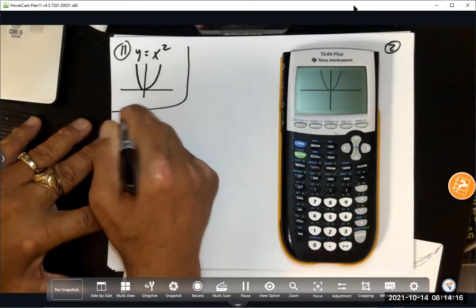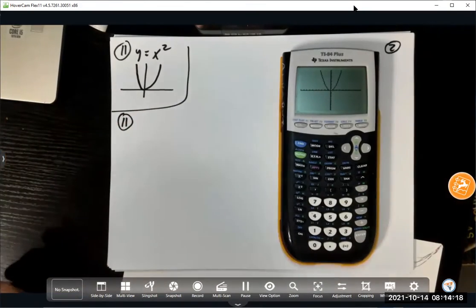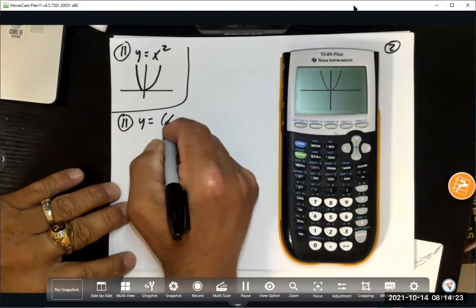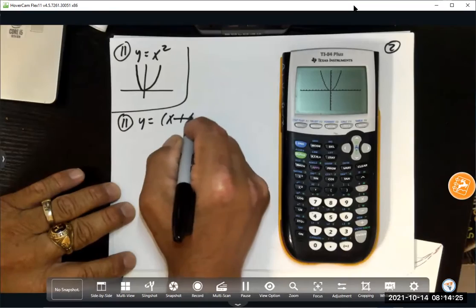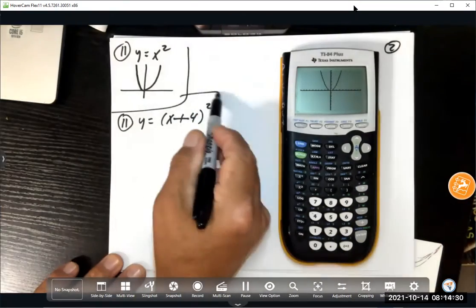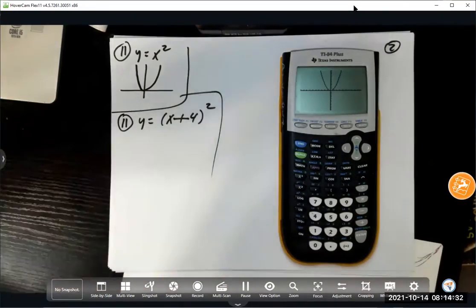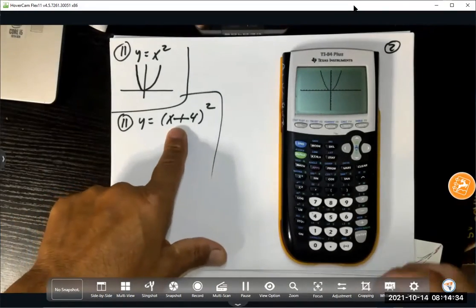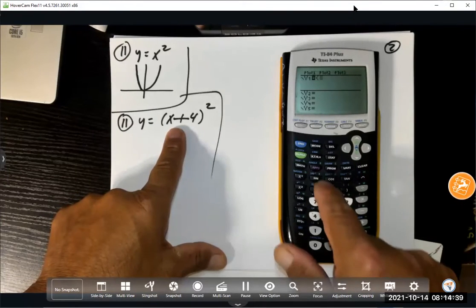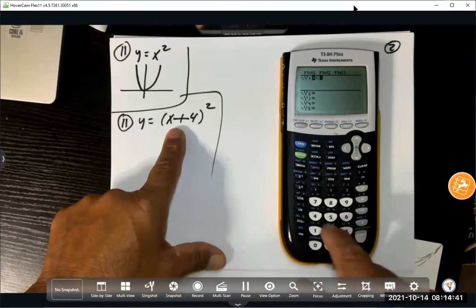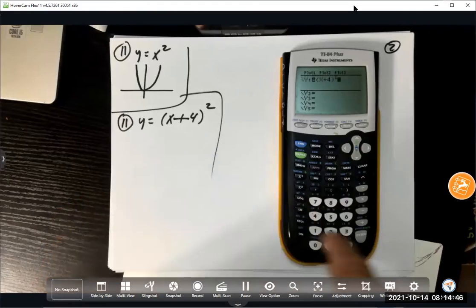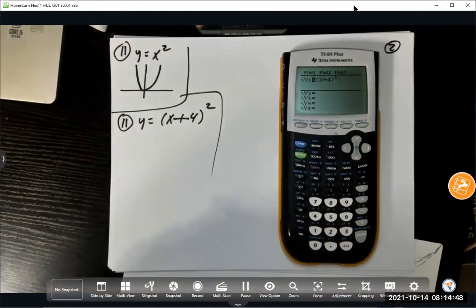Now I'm going to change it to y equals x plus 4, squared. Y'all see what I did right there? Parentheses x plus 4, squared. So it's going to change the graph. Which way? We will find out. It's going to go to the right, I don't know. Put it in the machine and let's find out. x plus 4 squared.